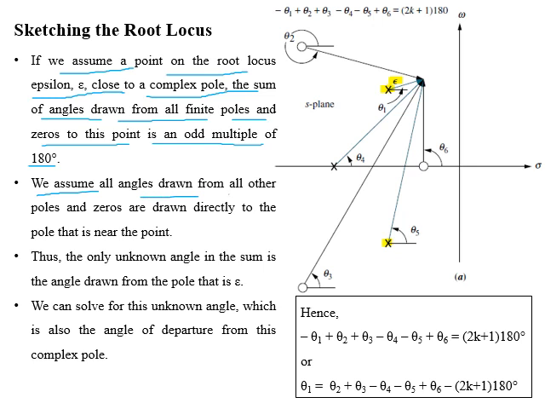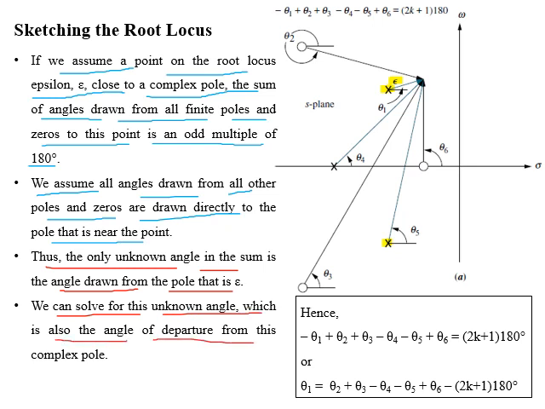We assume that all the angles drawn from all other poles and zeros are directly to the pole that is near to the point epsilon. So the only unknown angle in the sum will be the angle drawn from the pole to epsilon. So we can solve this for the unknown angle, which is also the angle of departure for the complex pole.